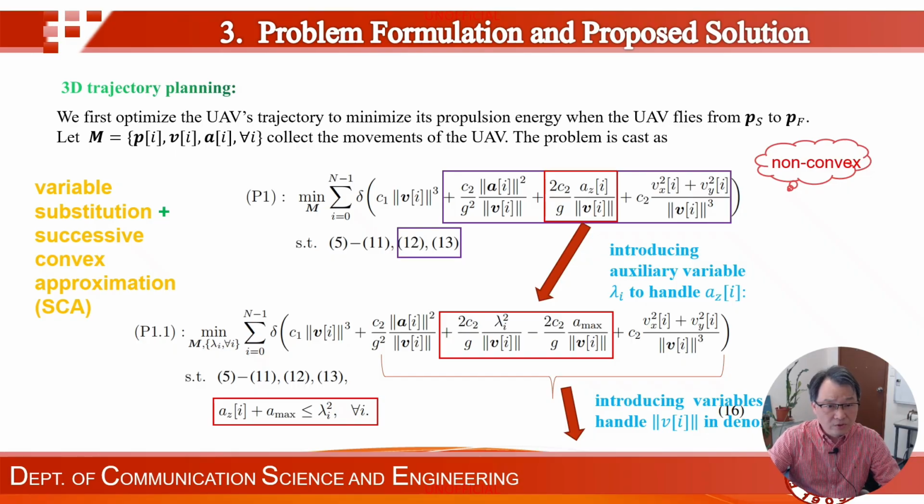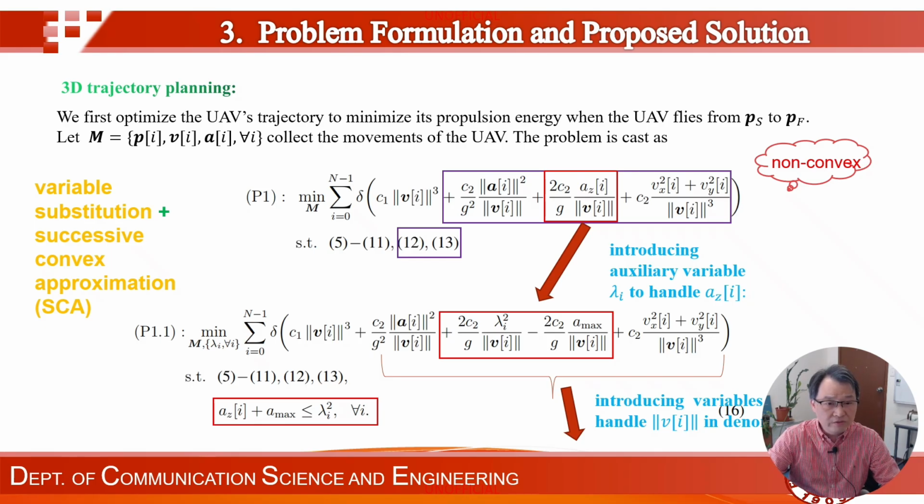The initial formulation shown in problem P1 is, unfortunately, non-convex. This non-convexity mainly comes from the terms involving acceleration and velocity in denominators. Directly solving such a problem will be very challenging because of the non-convexity, as well as the coupling between variables.